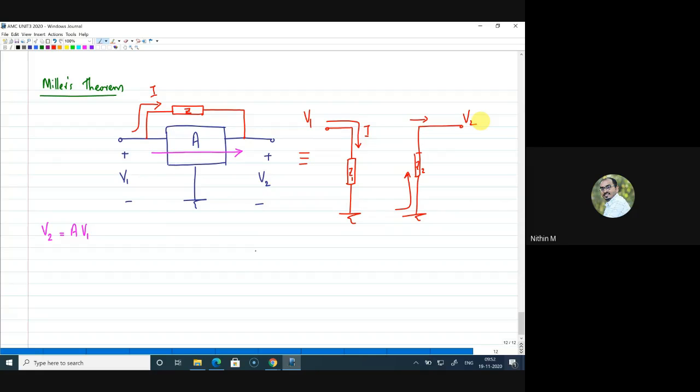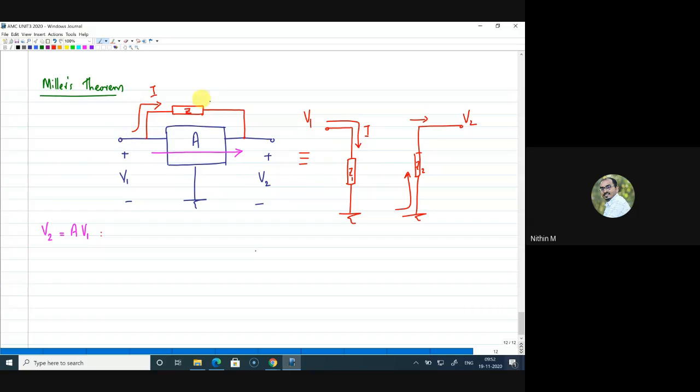All right. So Miller's theorem states that if you have a path having an impedance apart from the main signal path, that can be decomposed into two equivalent impedances, Z1 on the input side and Z2 on the output side. Now we should understand the relation between this Z1 and Z, and this Z2 and Z, right? To understand that, I'm using certain equations here.